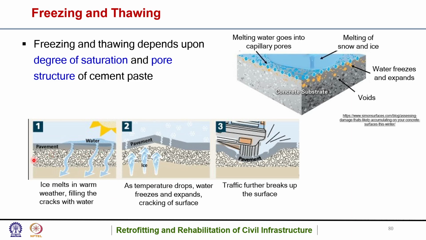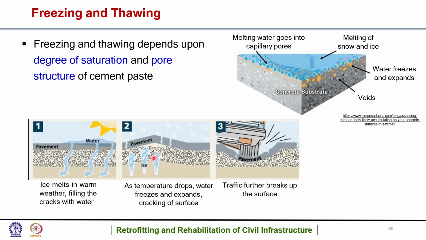So if we see here the water above pavement, for example the water during night time was frozen. During daytime the ice melted, which was in the form of ice. The ice melted in warm weather, filling the cracks with water. Then as temperature again dropped, the water froze. This is basically a phenomenon in cold areas. Because the volume of freezing water is more, it expanded, and that resulted in the cracking of the surface.